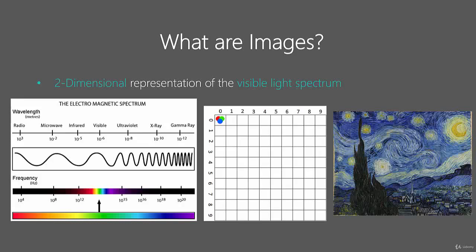So now an image like this is Van Gogh's Starry Night painting. Each point corresponds to a different color, which means it reflects different wavelengths of light, which is what we see in these images. So now I hope you have a faint idea, or at least an idea of what images are.